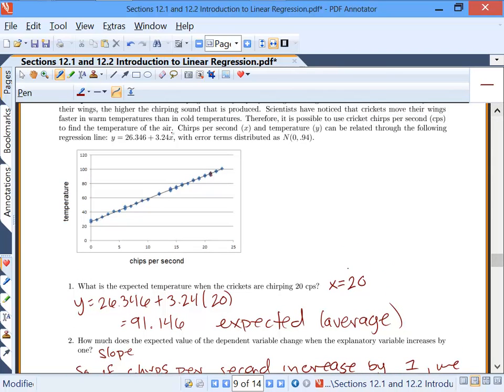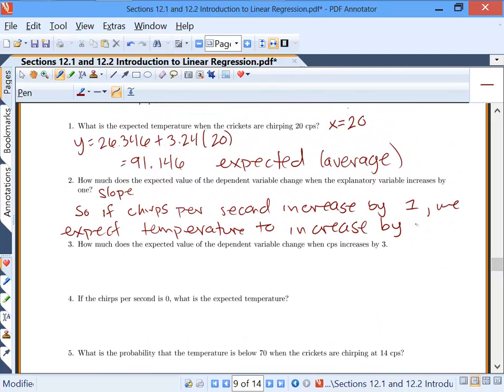At this point, you should know from your math classes that your slope is always the number in front of the x value, so 3.24 degrees. So if chirps per second increases by 1, we expect our temperature to increase by 3.24.